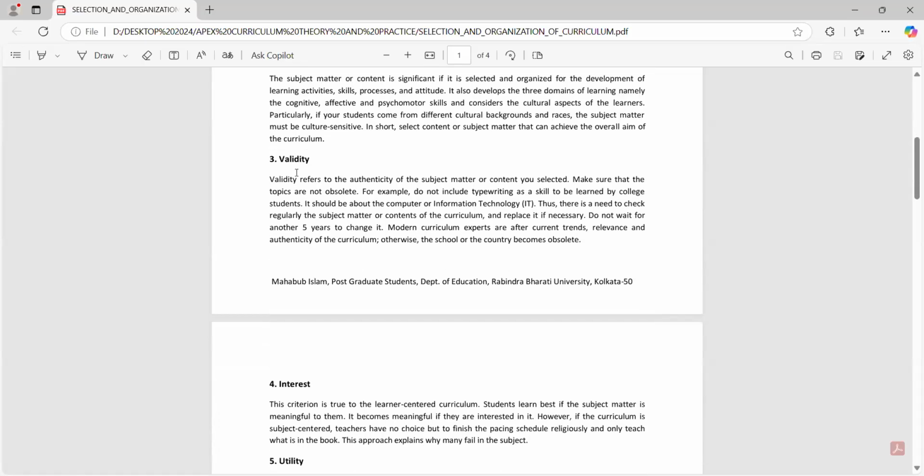Okay, now you go to validity. If you take validity, it is another criterion in the theoretical framework of selection of content. So I will get one of you to read validity and explain it.